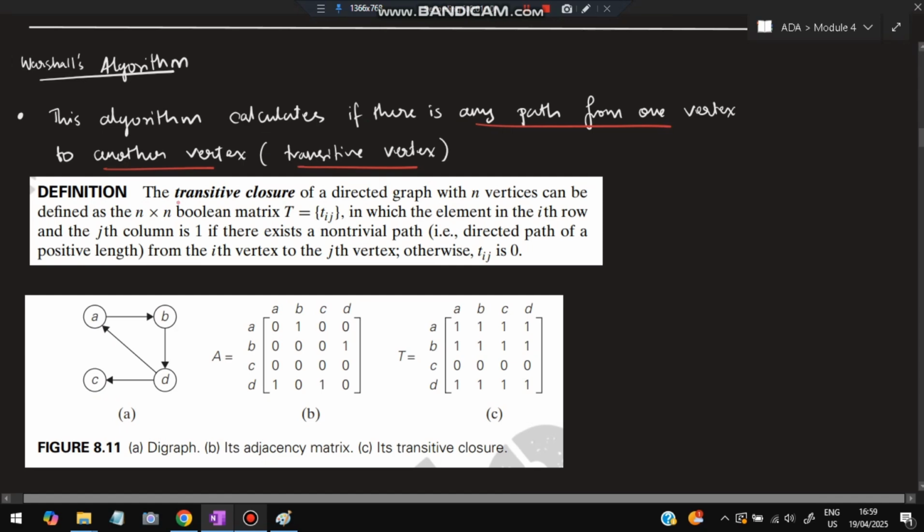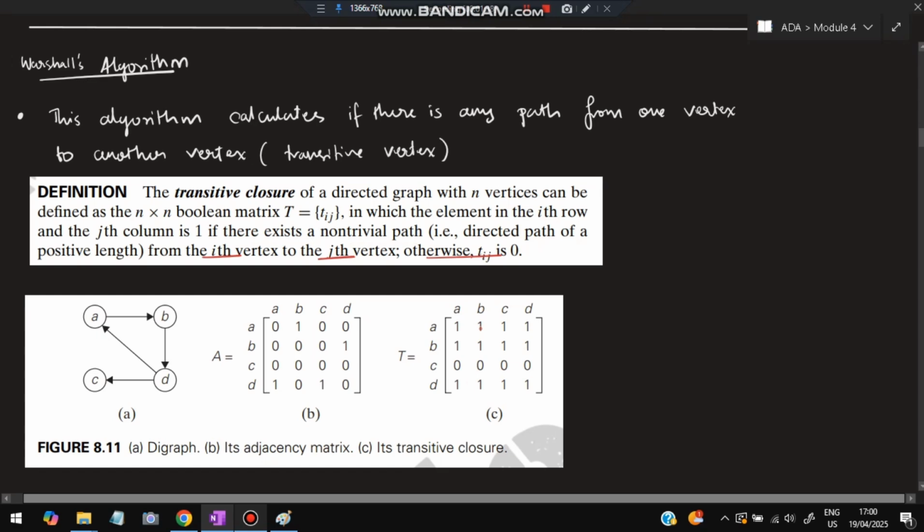Okay, and the definition also they can ask in the exam: define transitive closure. So the transitive closure of a directed graph, which has a direction, that graph is called a directed graph, with n vertices, can be defined as an n cross n Boolean matrix T of ij, in which the element in the ith row and the jth column is 1 if there exists a non-trivial directed path of a positive length from the ith vertex to the jth vertex, otherwise T of ij is equal to 0.